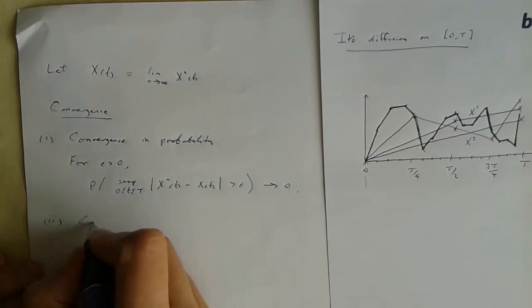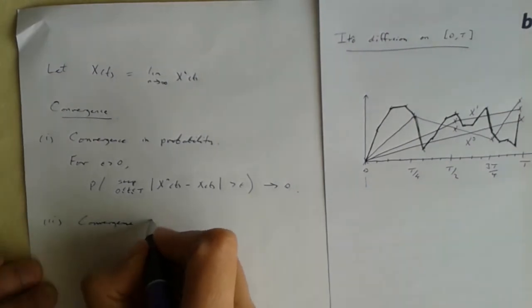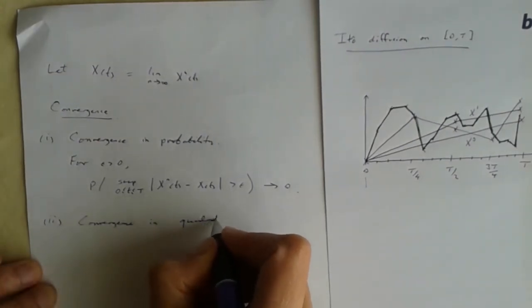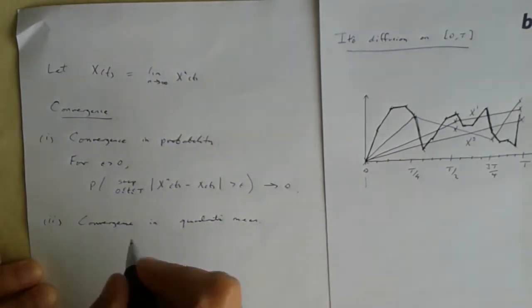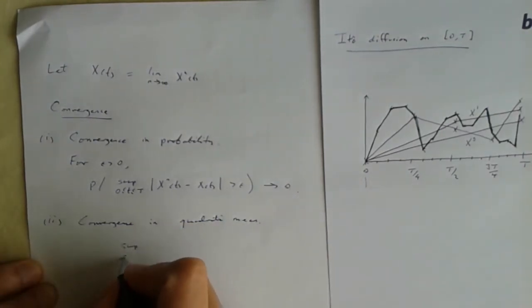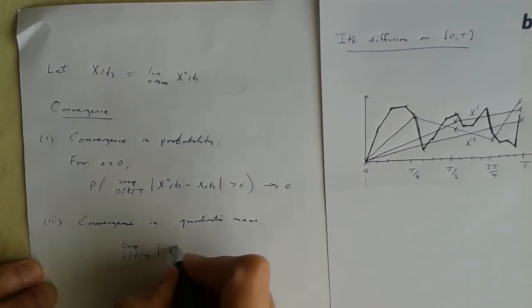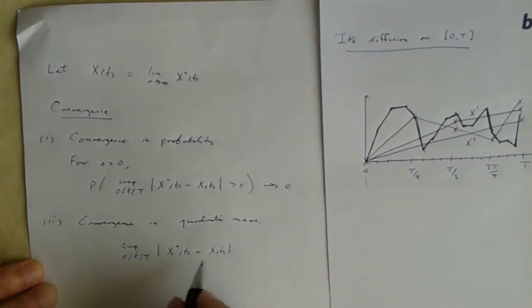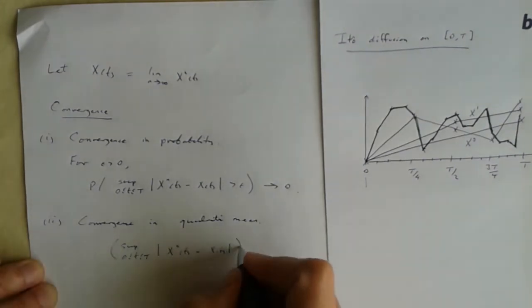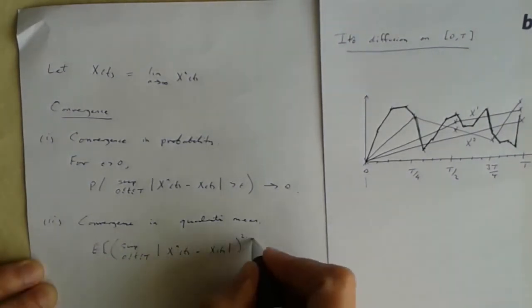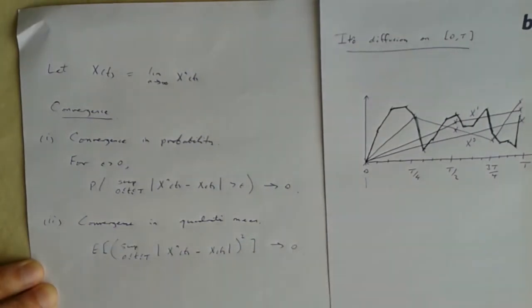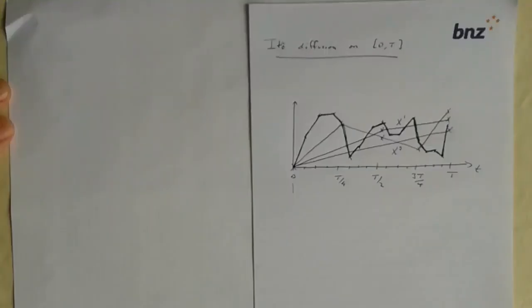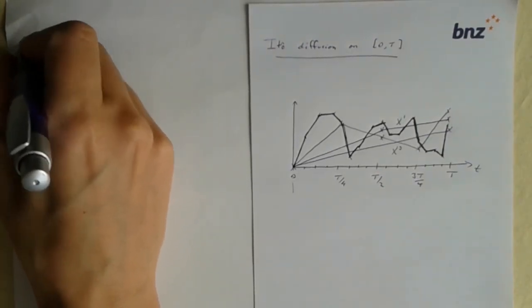Secondly, there's convergence in quadratic mean. Which again involves this supremum. Again, we want this to be small, so in quadratic mean we just say the expected square of it should be something that converges to 0. So that's a random variable converging to 0 in that sense. Then there's convergence with probability 1, which is what you probably thought it was in the first place.